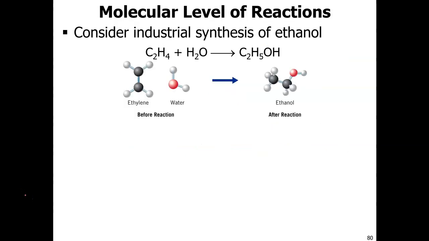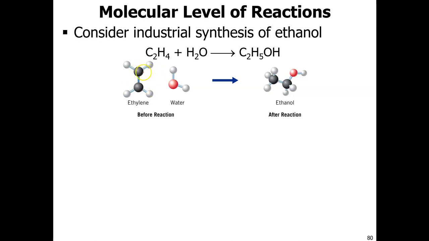Now we're going to talk about some different things that might happen during a chemical reaction. We're going to be talking about something in excess versus the limiting reagents. So here we are looking at a chemical reaction with ethylene and water, and we can make ethanol. This is an industrial process for synthesizing ethyl alcohol or ethanol, which is the same thing.